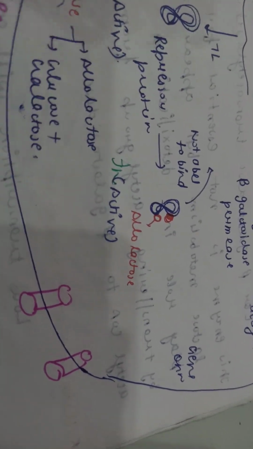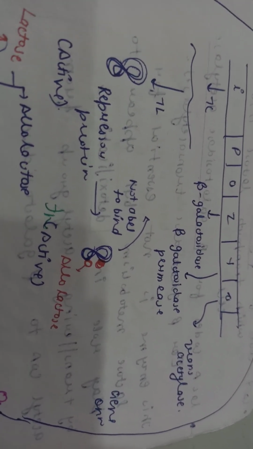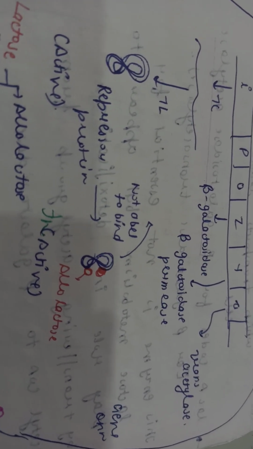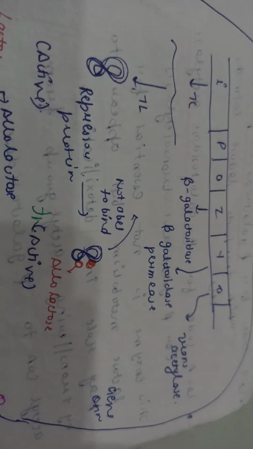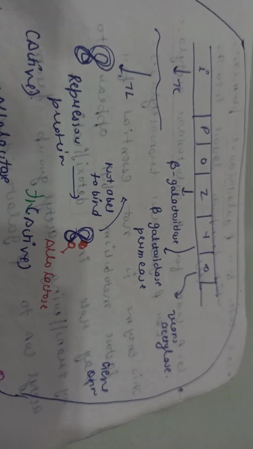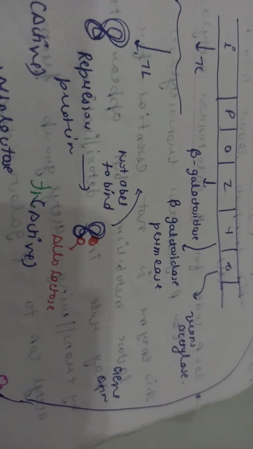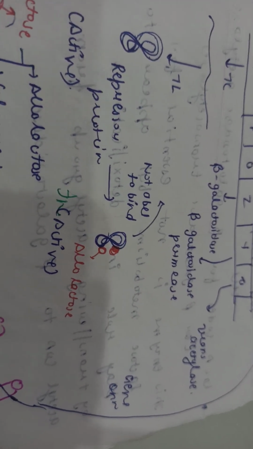And if it is inactive, how is it possible to bind to the operator? So the repressor protein will not bind to the operator. And because the repressor protein is not bound to the operator, it will be on. So the structural genes which are present in the lac operon, Z, Y, A, will get transcribed and converted into beta galactosidase, permeases and transacetylase. Are you getting me?